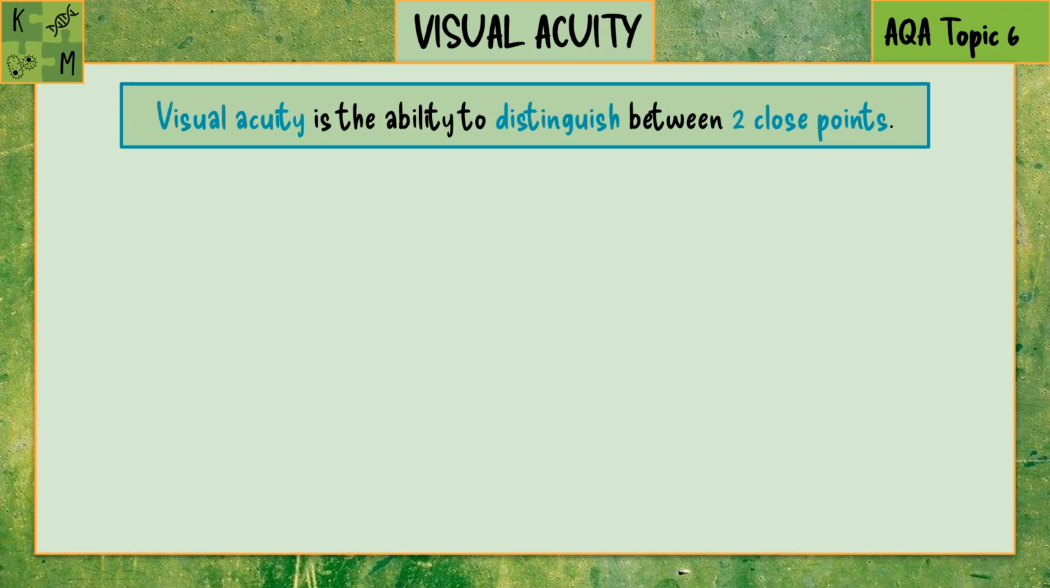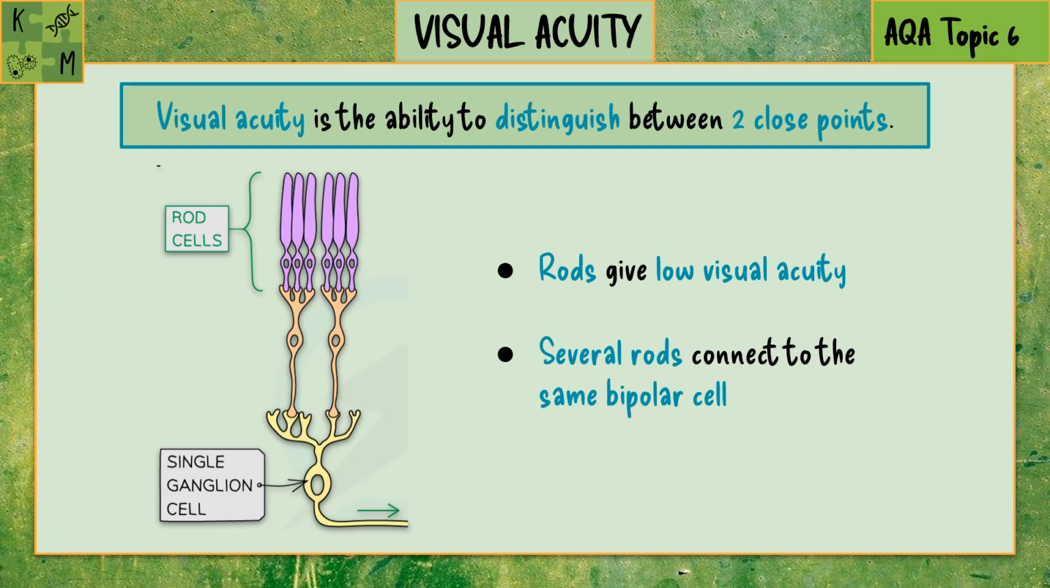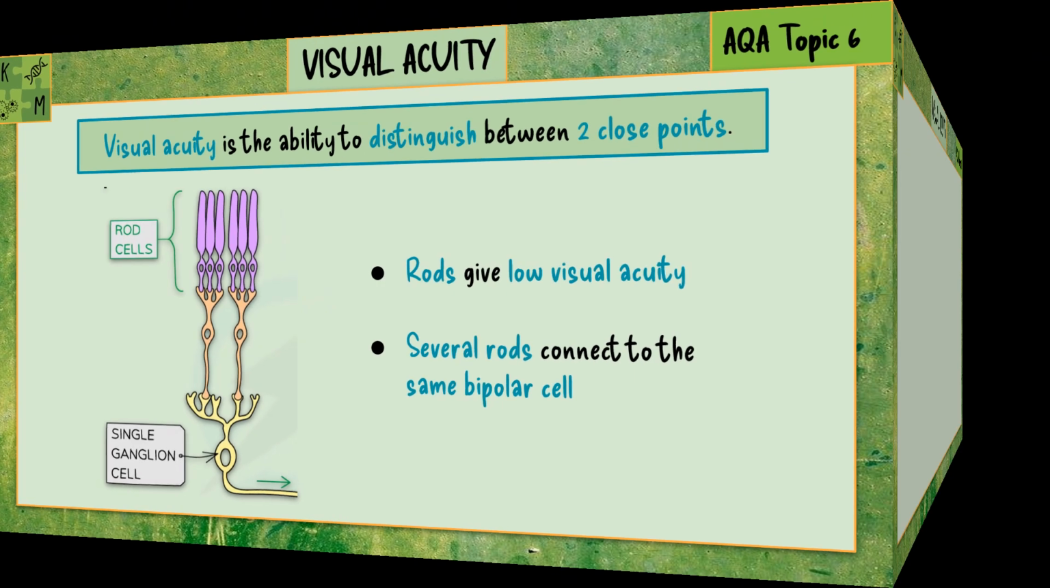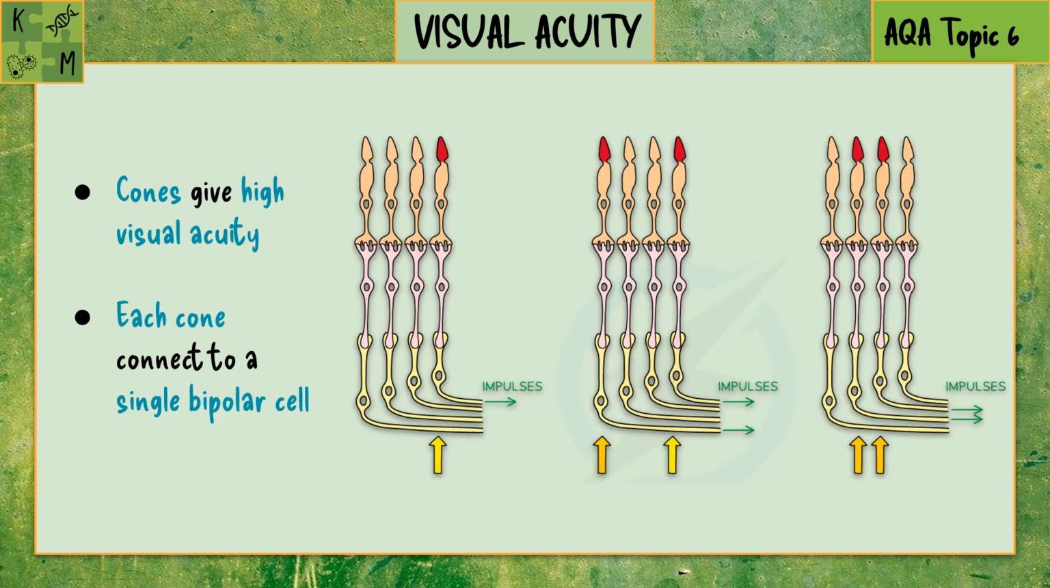Visual acuity is the ability to distinguish between two close points to produce a clear and crisp image. Rods provide low visual acuity, as several rods are connected to the same bipolar cell. The brain cannot distinguish exactly which rod cell was stimulated. Cones, however, are able to provide a high visual acuity, with each cone cell being connected individually to its own bipolar cell. The brain can interpret exactly which cells have been stimulated.